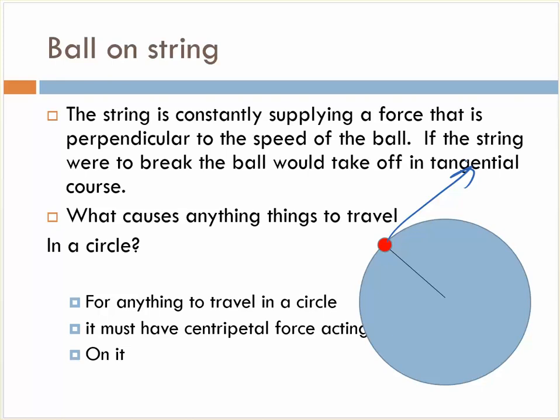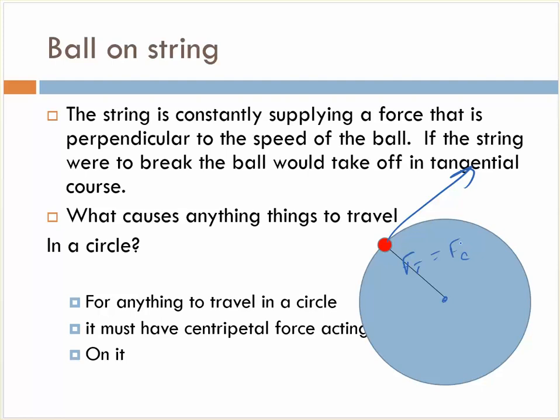So what causes anything to travel in a circle? Well, it is this centripetal force. Some of you might be saying, well, the string is the force of tension. Well, that is true. In this case, this force of tension is supplying that force that's pulling it to the middle. So besides the fact that it is a force of tension, it's also supplying a centripetal force.